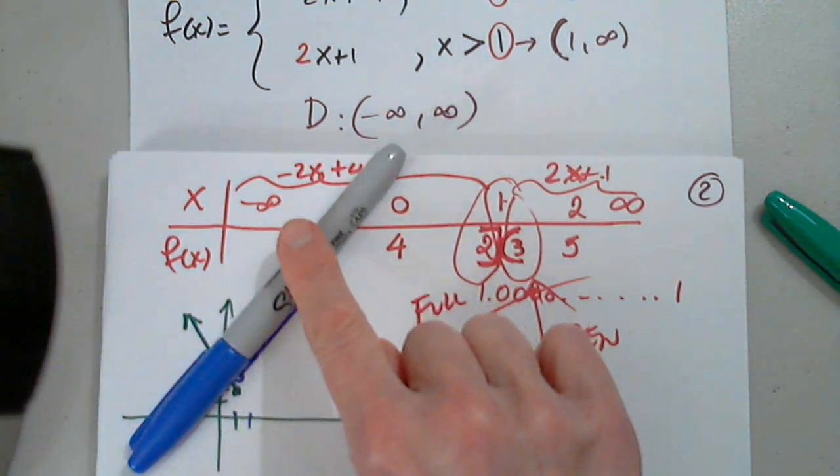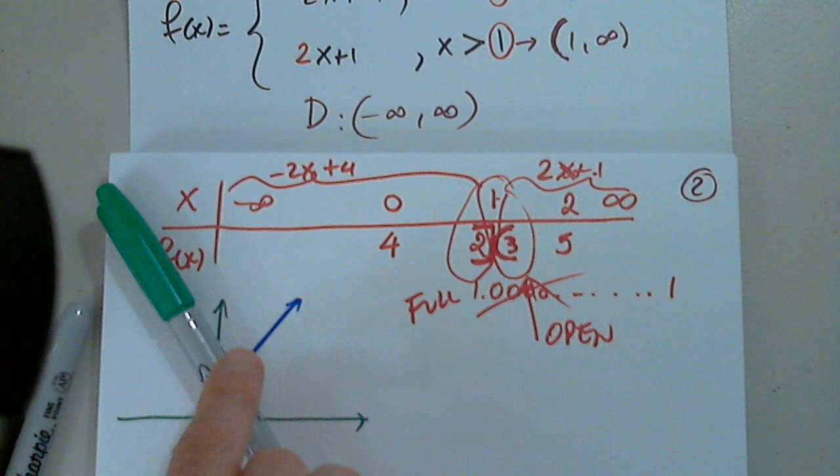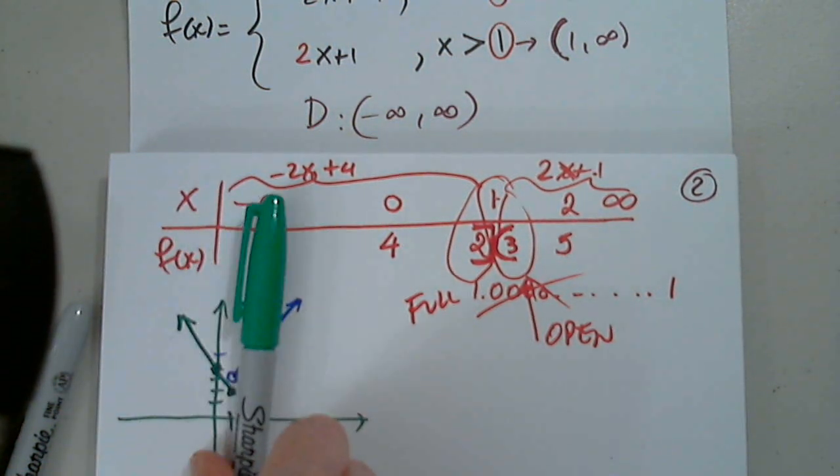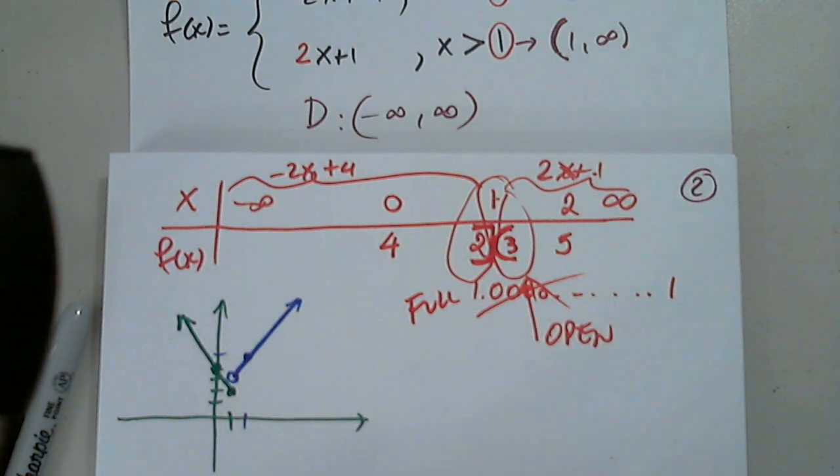You cannot extend the blue to the left. You cannot extend the green to the right. By the vertical line test, this is a function. If I'm asked to find the range, can anyone give us the range?